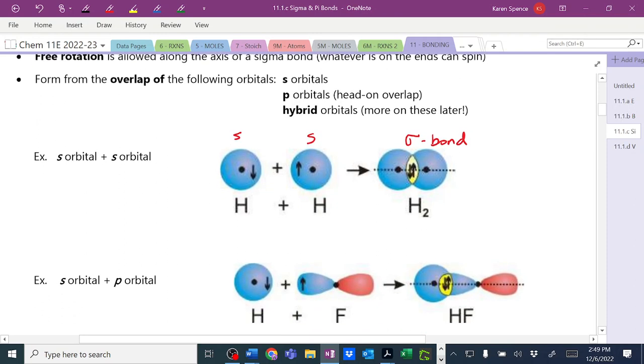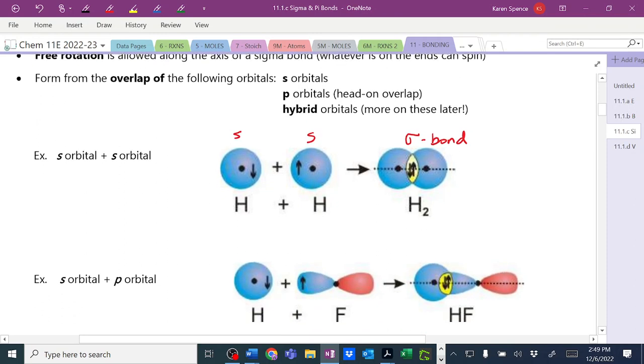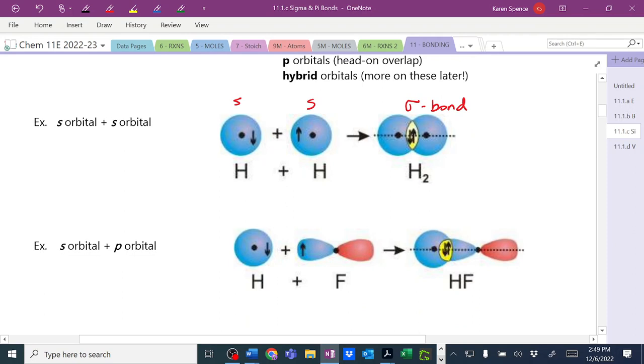But you can also get a sigma bond if we take an s orbital and we overlap it with one end of a p orbital. That is also a sigma bond. So an s plus a p gives you a sigma bond. And you can see, where are the electrons? They are in between the nuclei. Yes, here are our electrons on the internuclear axis.